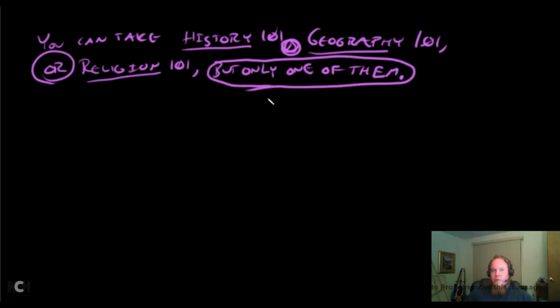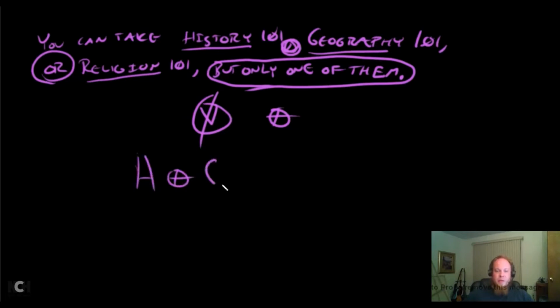So "but only one of them." So you got to pick one. You can't pick two, you can't pick three, you can only pick one. So that means you actually have a series of XORs here. Now remember, the XORs, those are not the inclusive disjunctions. Those are the exclusive disjunctions. So what we've got going on here is this. You can take History 101, XOR, Geography 101, XOR, Religion 101.